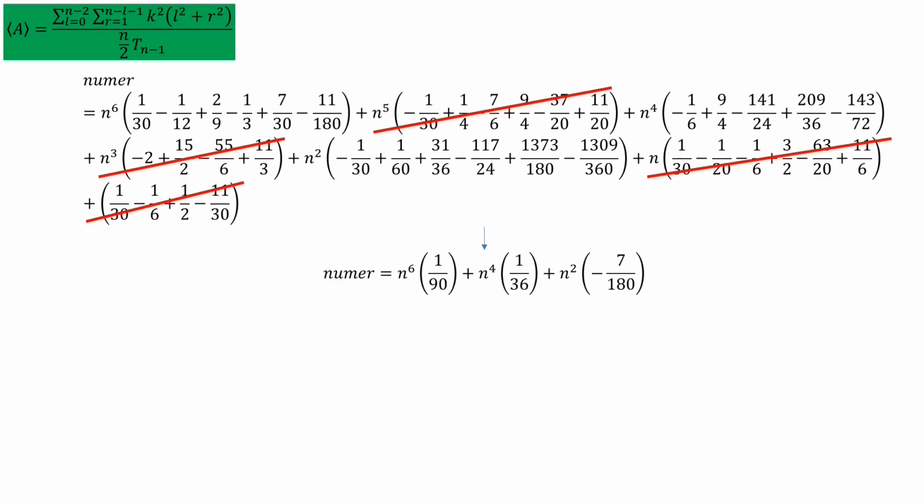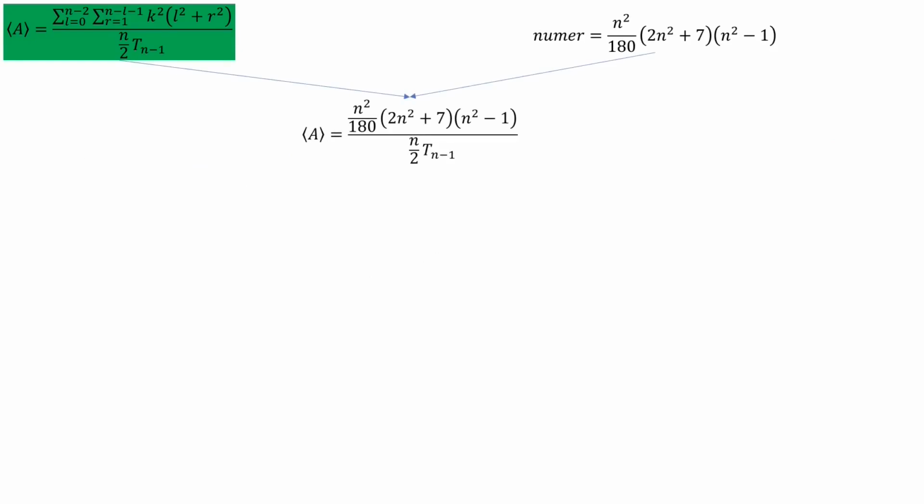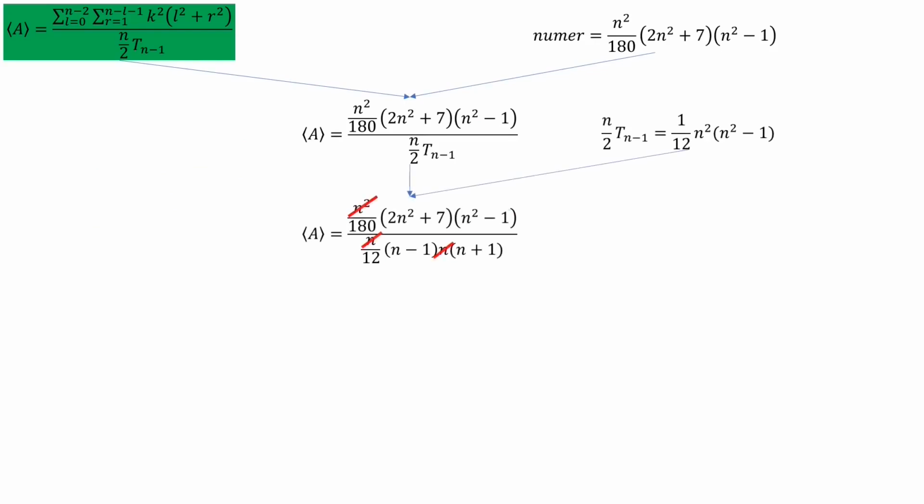And n squared factors out. Find lowest common denominators to combine like terms. And the expression in brackets factors. So to wrap up, we finally use our formula for the average square area. We divide out the newfound numerator by the denominator that was found in part 1. Explicitly, it is this. We combine and make our final cancellations. And we finally get our exquisite result. 2n squared plus 7 all over 15.